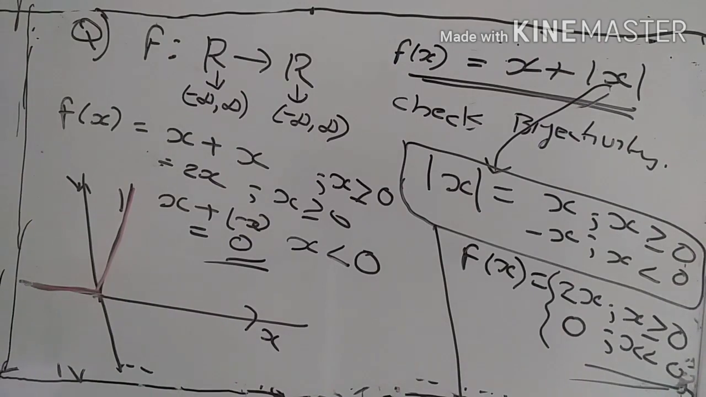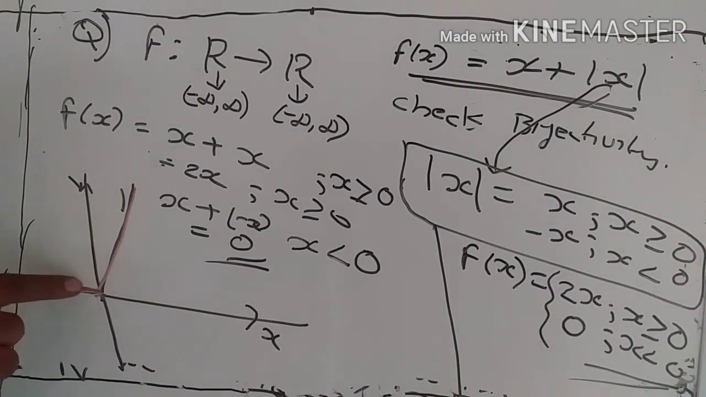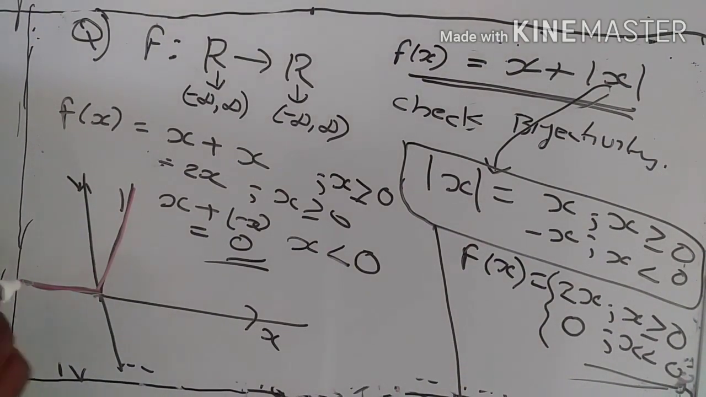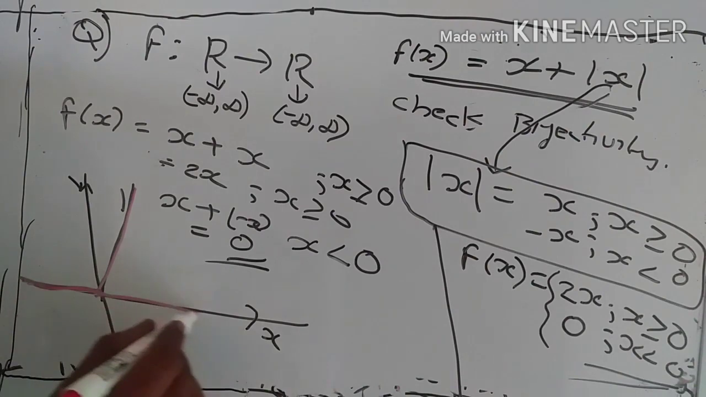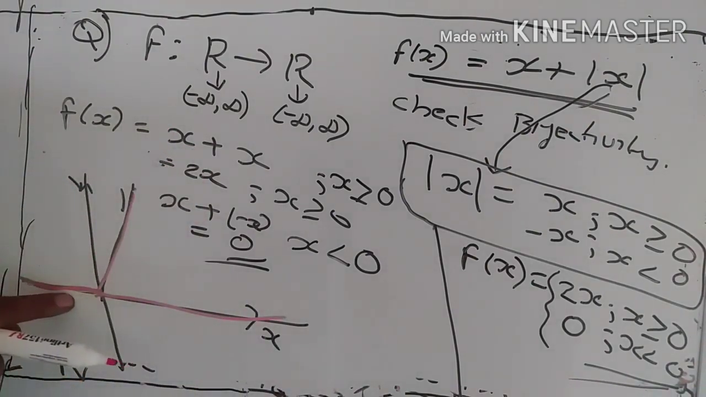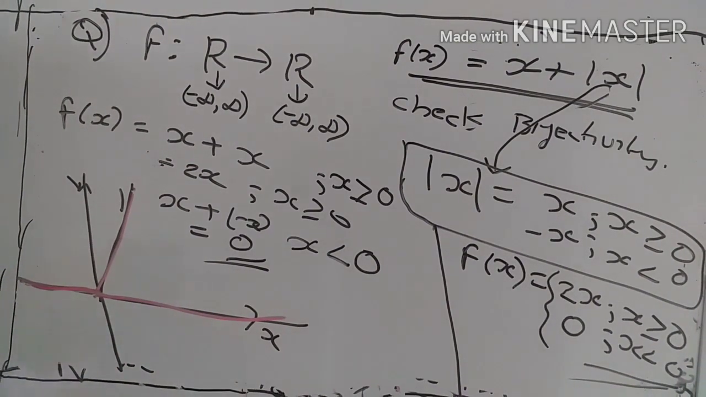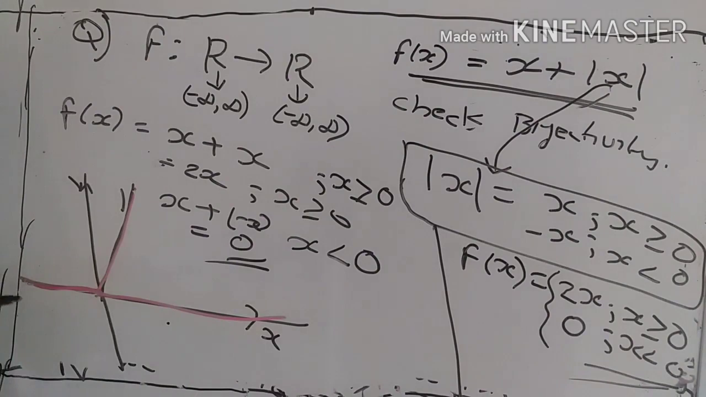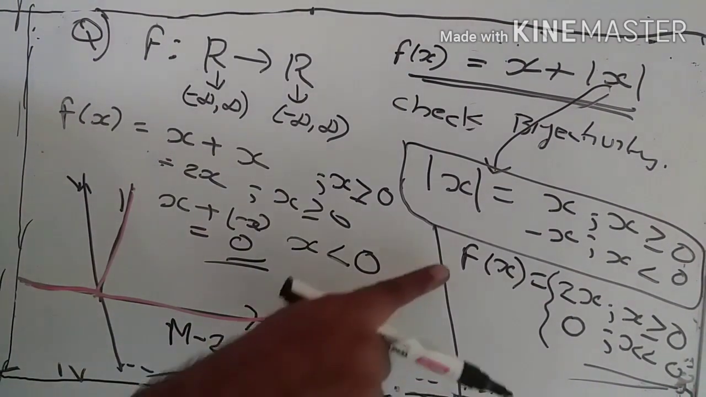The x-axis itself cuts the graph an infinite number of times for x less than 0. If I am drawing a line along this x-axis, for this region it is not cutting, but for this region it is cut an infinite number of times for x less than 0. So the function is many to one function.